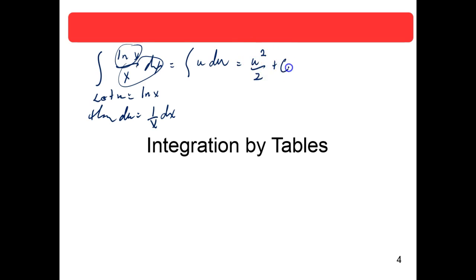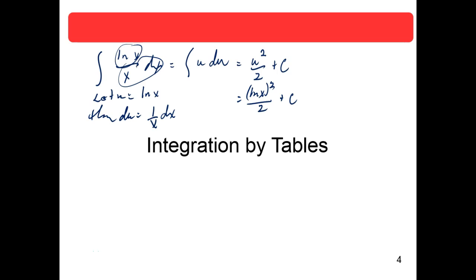Okay, plus c. But now we want to go back and plug in what u is, and what would that be? Log x squared over 2 plus c. Now, be sure you don't do log of x squared over 2. That's a different thing. It's log of x squared. Okay? The whole u squared. And that's what they have here. Plus c.